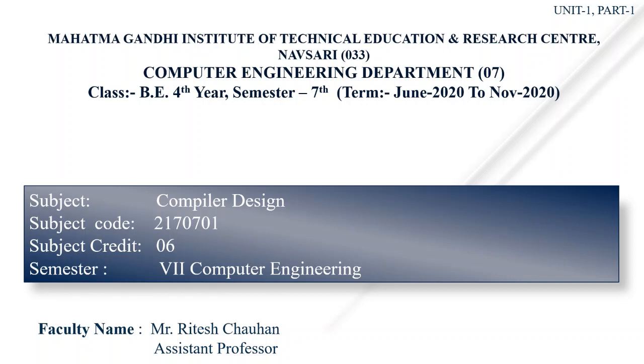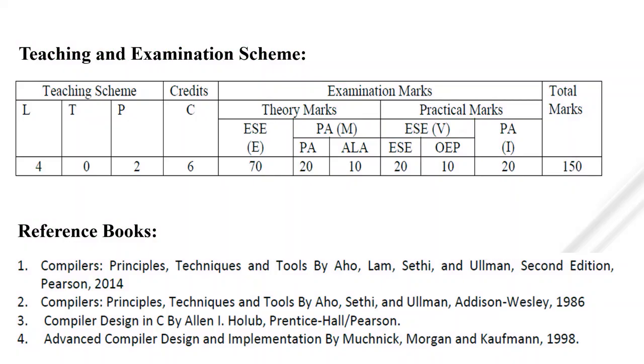Let's see the teaching scheme and syllabus offered by the GTU. So here the total credit of the subject is 6, where 4 are for lectures and 2 for the practicals per batch. And the best reference book for this subject is the first one, Principles, Techniques and Tools by Aho, Sethi and Ullman, which covers all the topics of the syllabus.